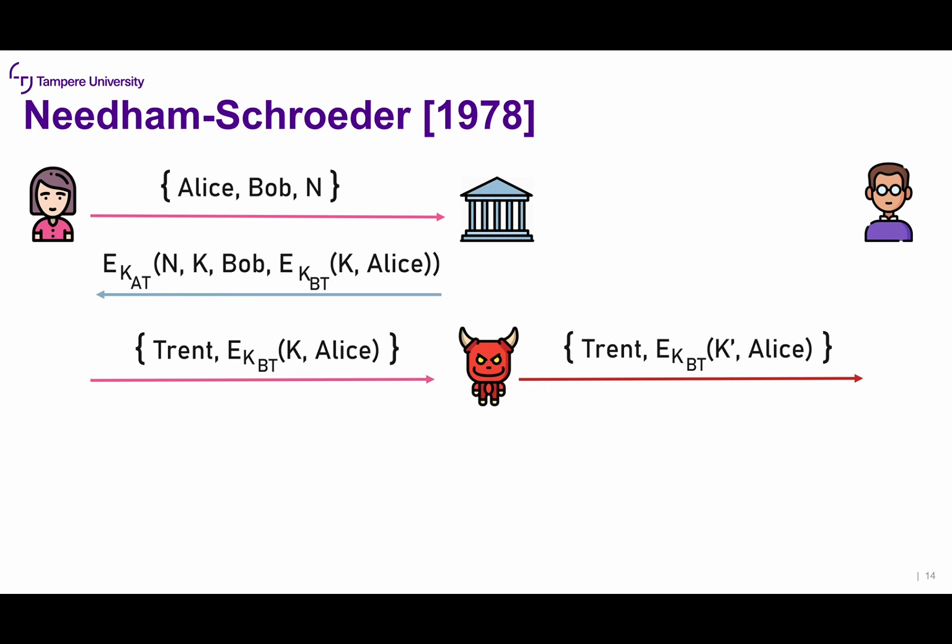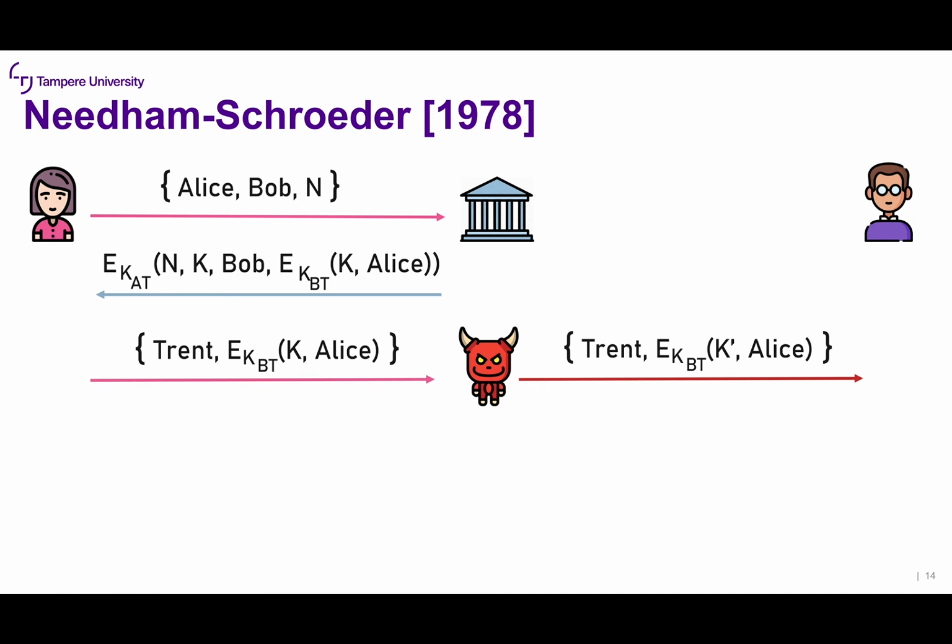So the thing is, how can she do that? She can do that because she has this from an old run of the protocol where she had the time to break the session key K prime that was established between Alice and Bob.